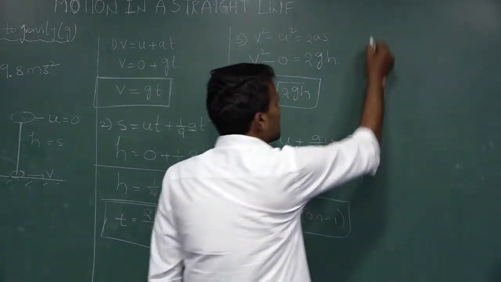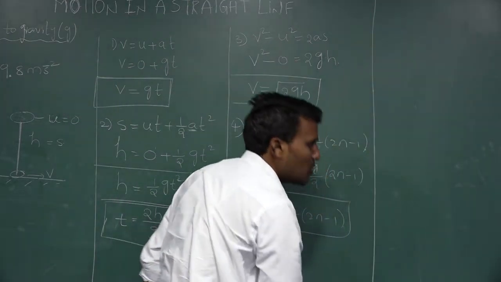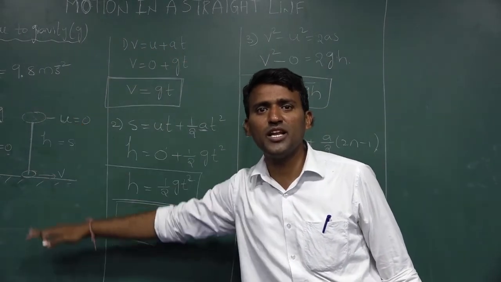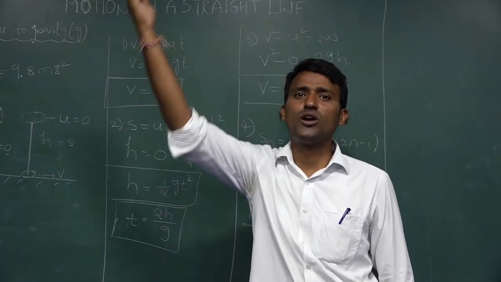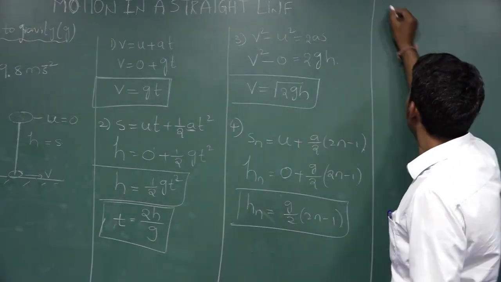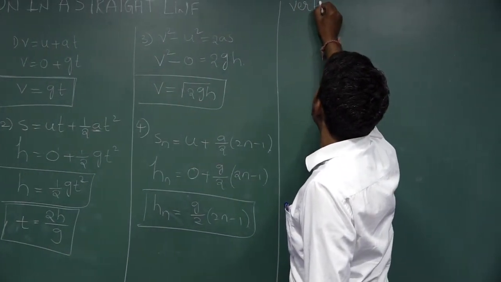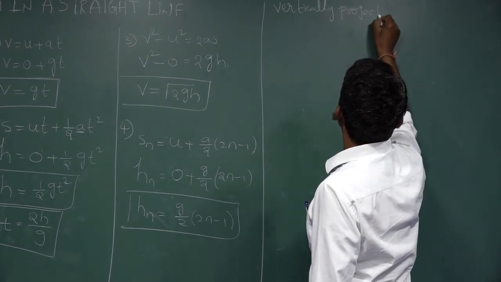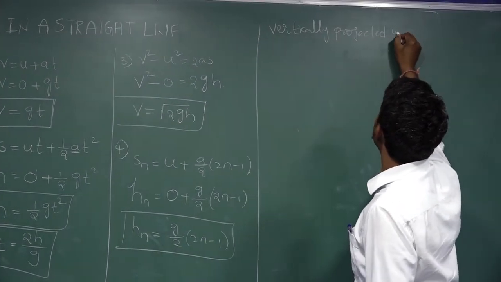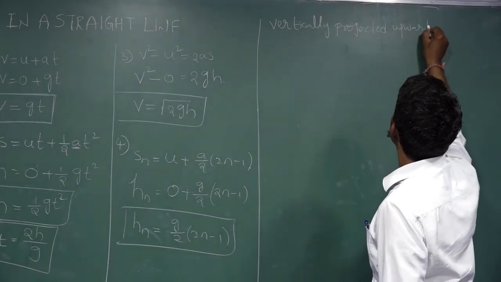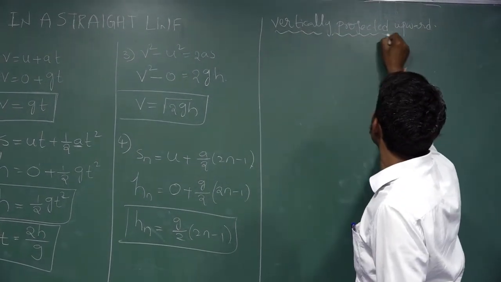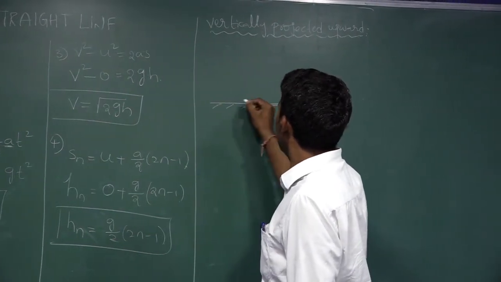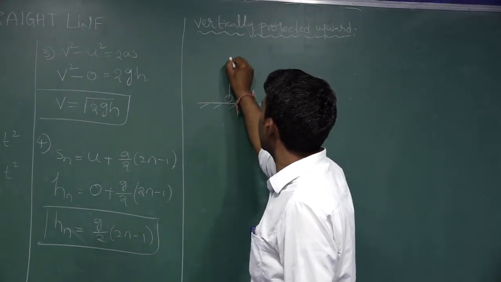Okay, next we can take it as maximum. It is a freely falling body. I explained about the freely falling body. Now the vertically projected body we can discuss. Vertically projected upward. Now see here, an object is vertically projected in the upward direction.